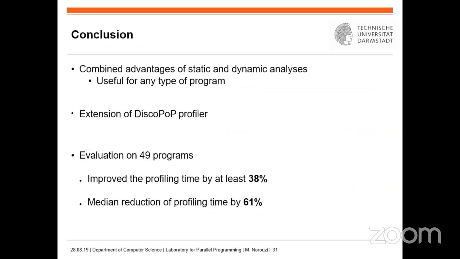In conclusion, we've combined advantages of static and dynamic analyses, and we managed to succeed at implementing a hybrid data dependence analysis, which reduces profiling overhead in virtually any type of program. We extended the Discopop profiler with our implementation and successfully tested our approach on 49 programs, reducing profiling overhead by at least 38% and on average 61%.